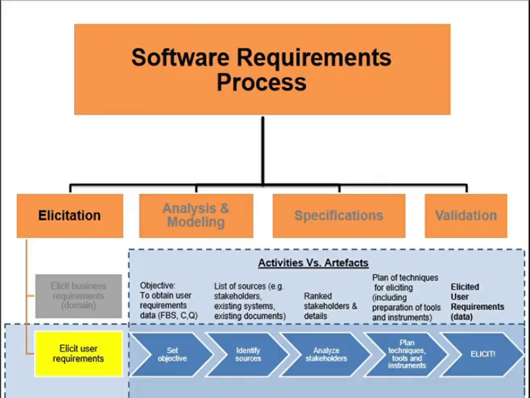These are the activities and artifacts for the second stage, the second level. I've already given you the objective there, so you don't have to think about the objective anymore. Take that objective: the objective is to obtain user requirements data, the major requirements types.